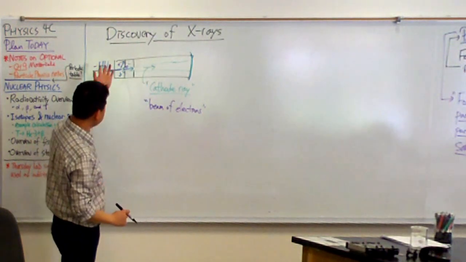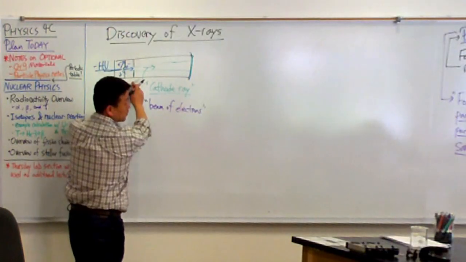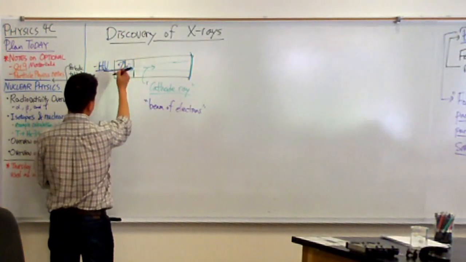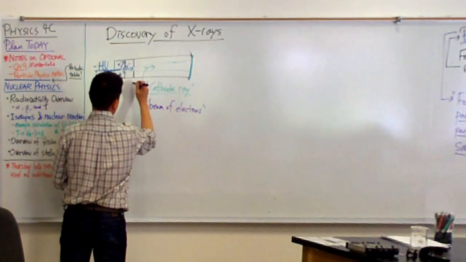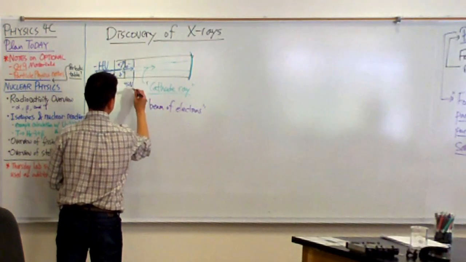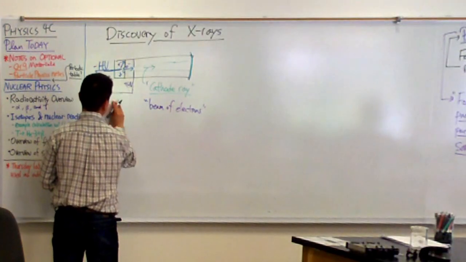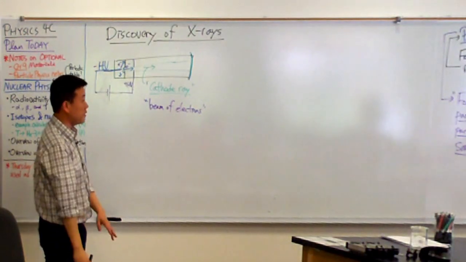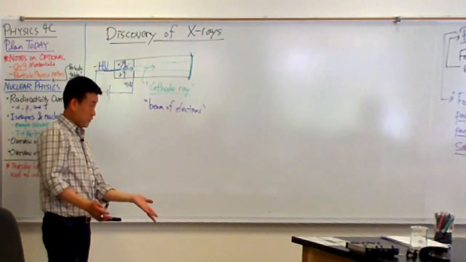And you can make an arrangement so that maybe these two plates are charged. So you have a negative high voltage here hooked into a positive high voltage here. It's like a battery connected to both of them, except it's a super high voltage. It can be thousands of volts, or tens of thousands of volts, or even hundreds of thousands of volts.